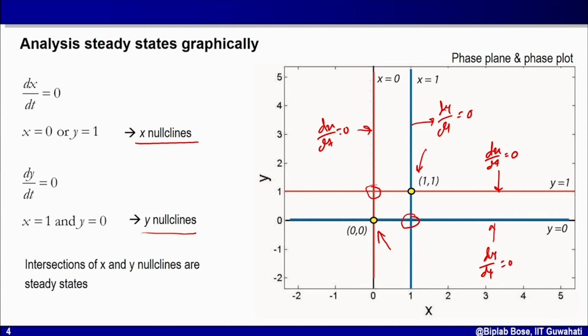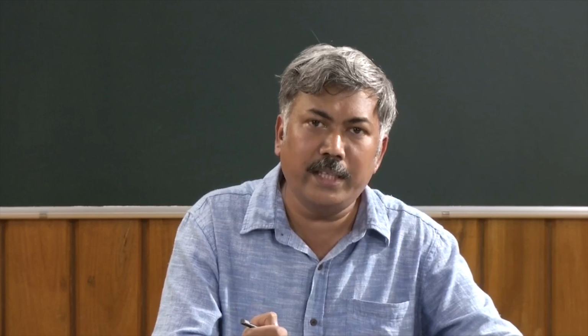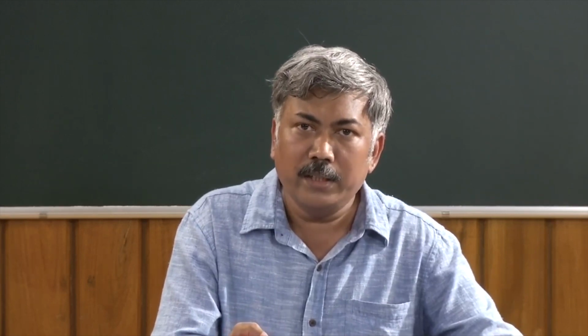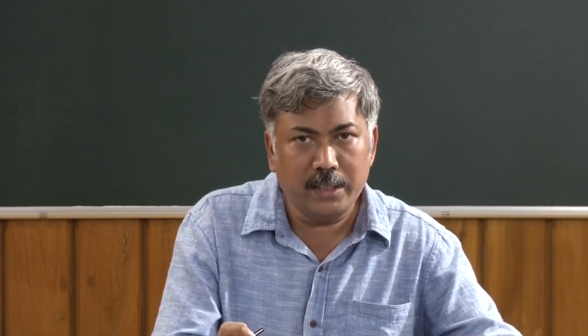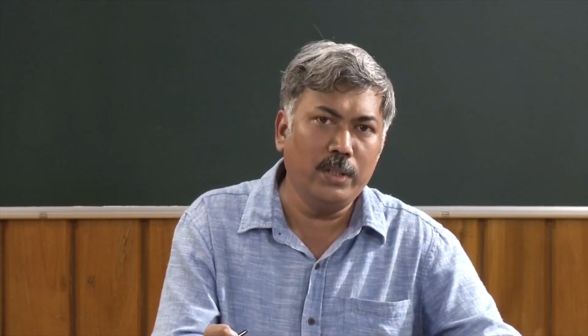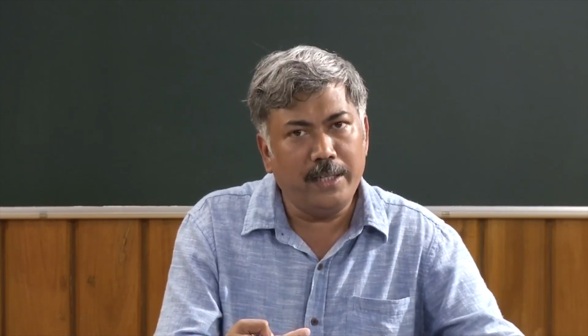We are interested in the intersection of an x null line with a y null line. So I have 2 such positions where a blue line representing the y null line is intersecting with a red line representing the x null line, and those are (1, 1) and (0, 0). And why am I interested in that? Because at this point both the null lines have slope 0. That means at this intersection point, dx/dt is also 0, dy/dt is also 0. As both these derivatives are 0, these are steady states for this system as we have defined earlier.